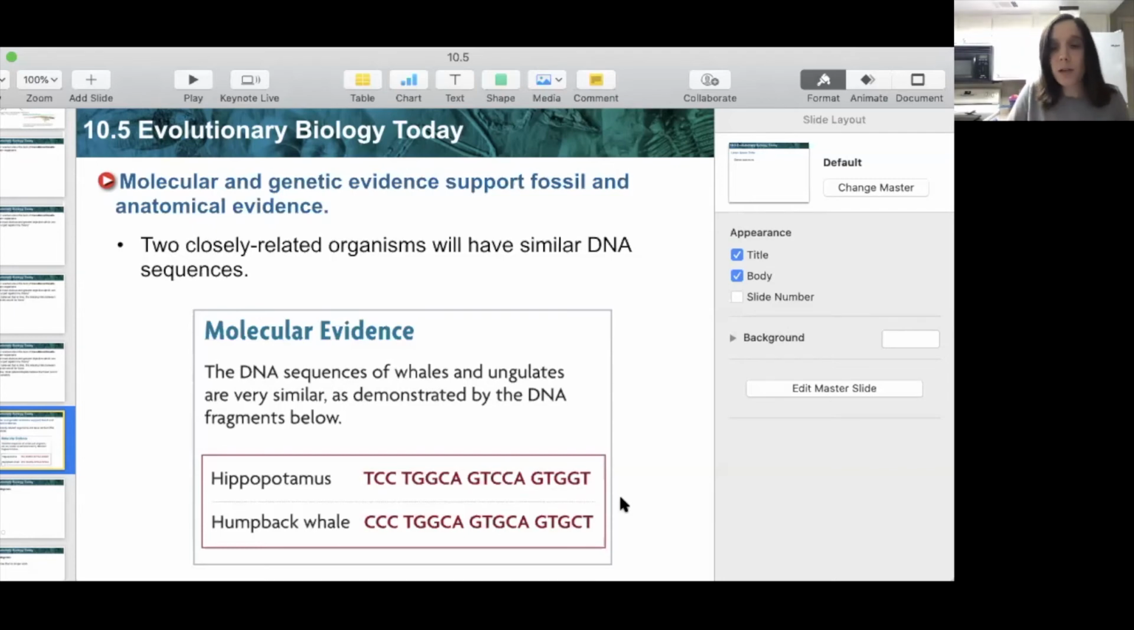And so this does support the idea that hippos and whales are related, as we saw with the fossil evidence earlier. That also supports the idea that hoofed animals became whales. So if you have fossil evidence and DNA evidence, you have a greater certainty that this might have happened.